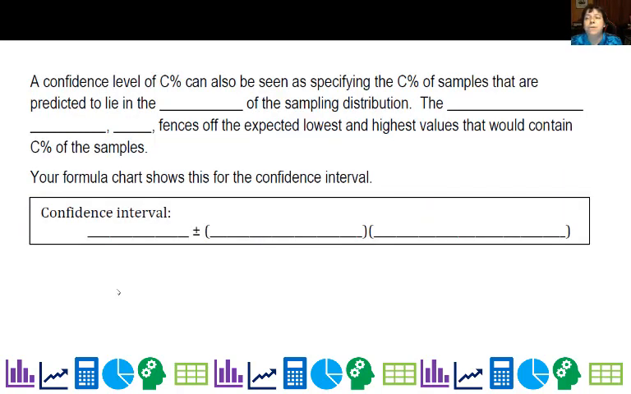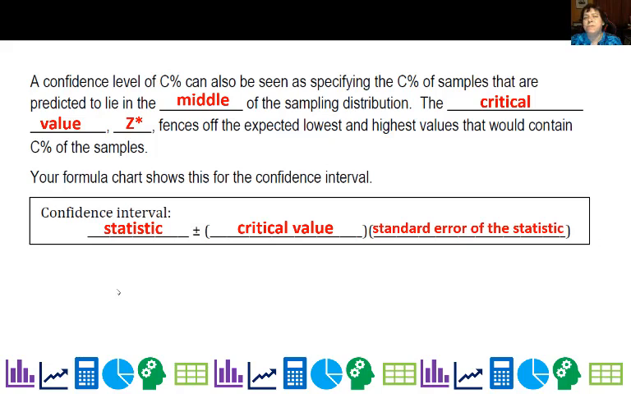Now, a confidence level of C% can also be seen as specifying the percent of samples that are predicted to lie in the middle of the sampling distribution. So that works. The critical value z star fences off the expected lowest and highest values that would contain that percent of the samples. This formula is actually on your math chart: a statistic plus or minus your critical value, and we'll go over that more next lesson, times the standard error for the statistic.